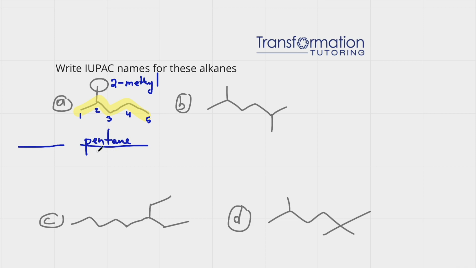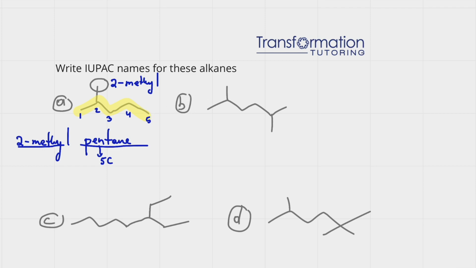So our prefix is pent, signifying that we have 5 carbons in our parent chain, and ane signifies that it's all single bonds. Next, we just have to put the substituent in front of it. So this is 2-methylpentane. And let's go to part B.